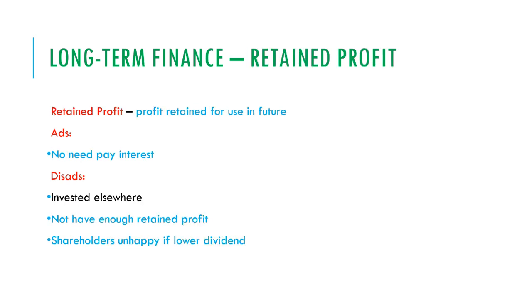You then have retained profit, which is an obvious one, which is when profit is retained for use in the future. The advantages is that there's no need for you to pay interest, and the disadvantage is that you can invest it elsewhere. You may not have enough retained profit, and shareholders will be unhappy because they're going to get a lower dividend, of course.